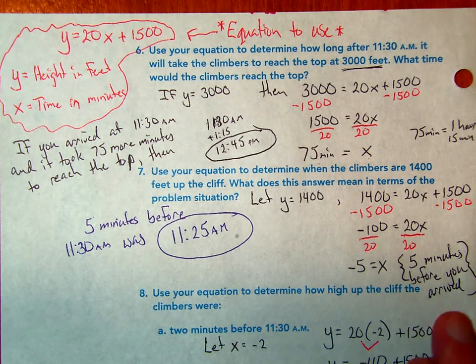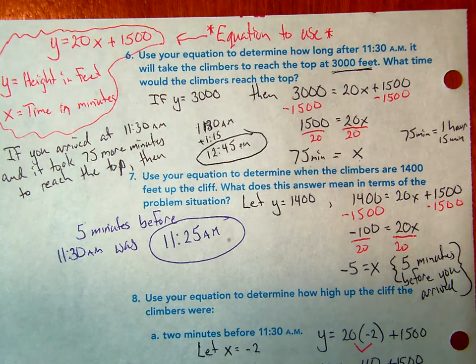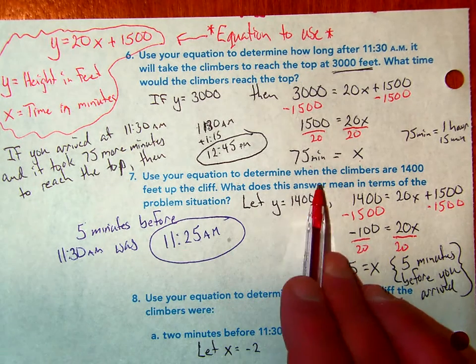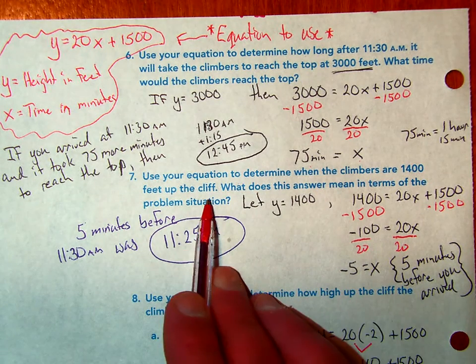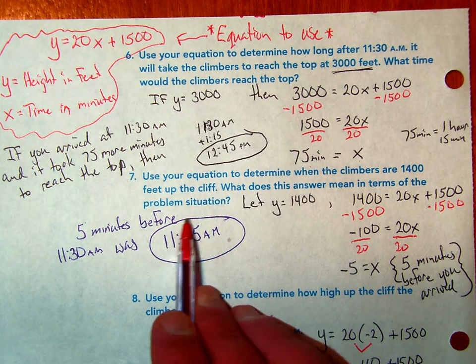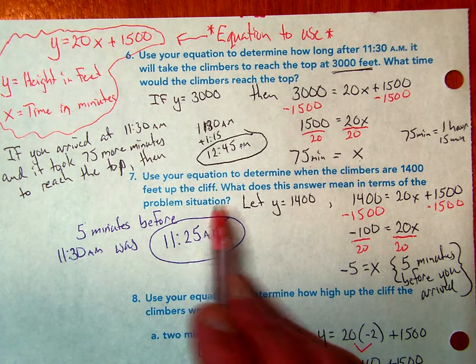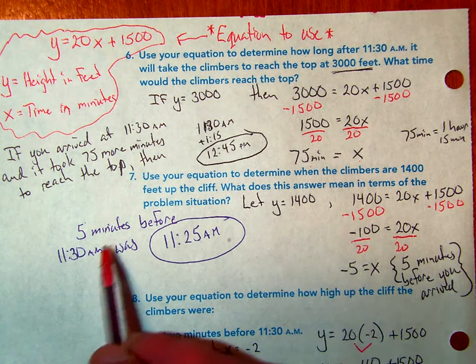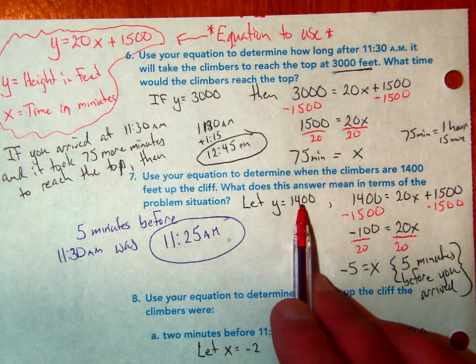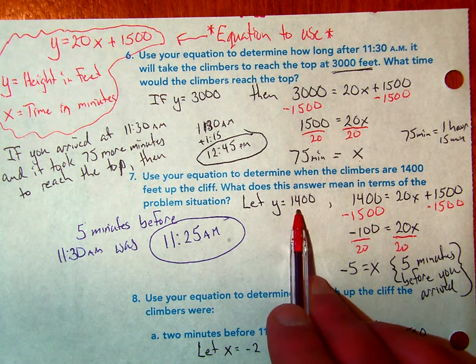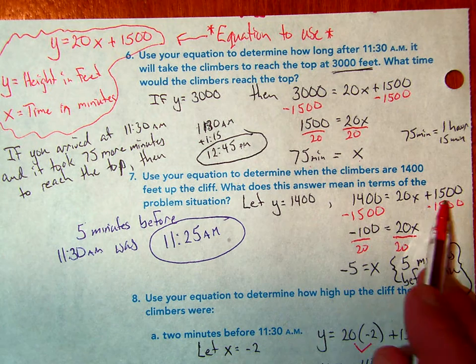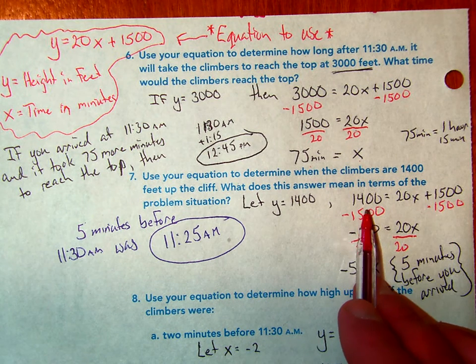Again, there are a few problems in one here. Use your equation to determine when the climber is at 1,400 feet. What does this answer mean in terms of the problem situation? Well, 1,400 feet is before we arrived, because when we arrive, they're already at 1,500, so 1,400 took place before we got there.